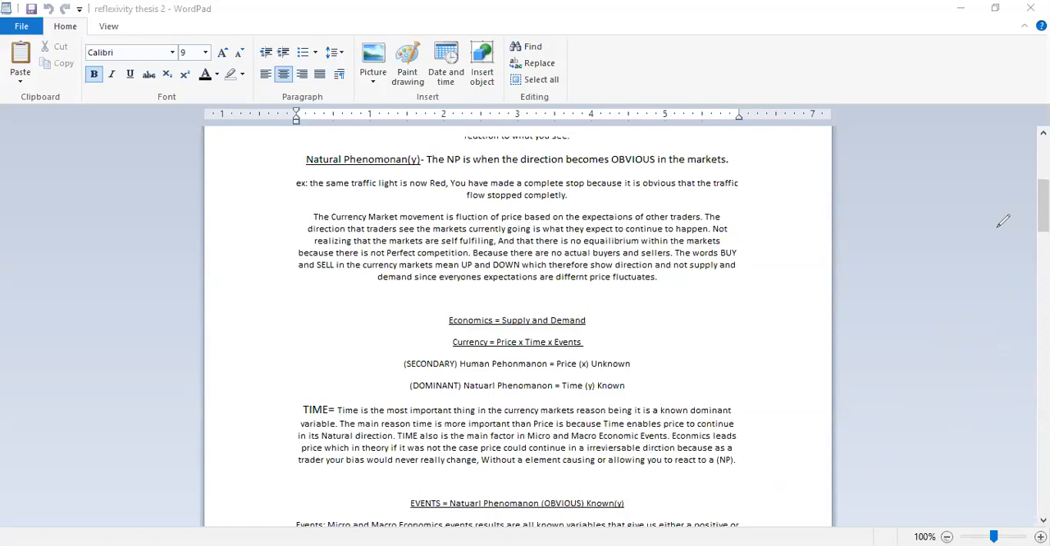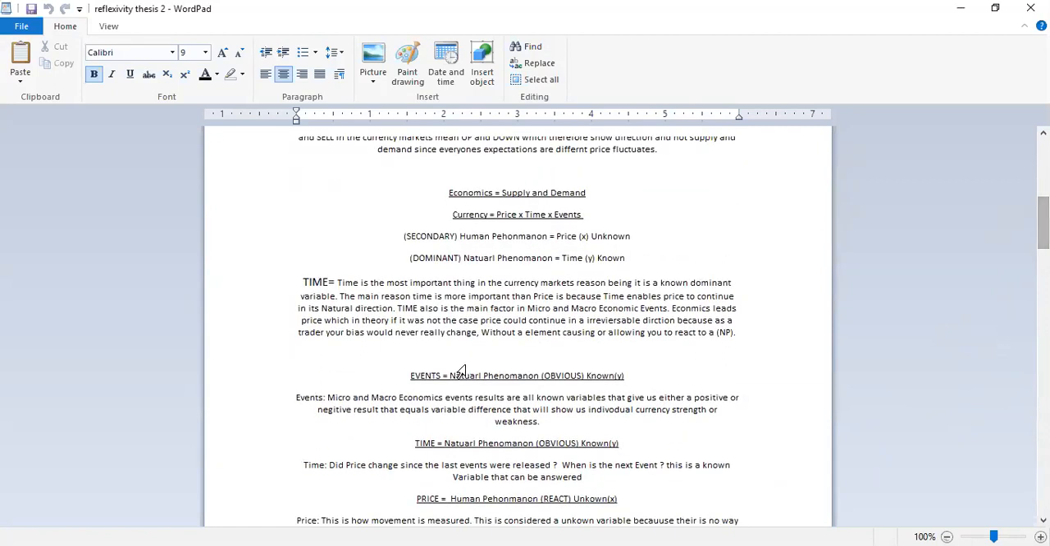So let's talk about those micro and macroeconomic events. Events is a natural phenomenon. The reason events are a natural phenomenon is because it's the obvious, known variable. Micro and macroeconomic events are all known variables that give us either a positive or negative result. The variable difference will show us either individual currency strength or weakness. We're able to create probability based off of how many events were positive and how many events were negative, and that's going to show us the actual currency strength or weakness.